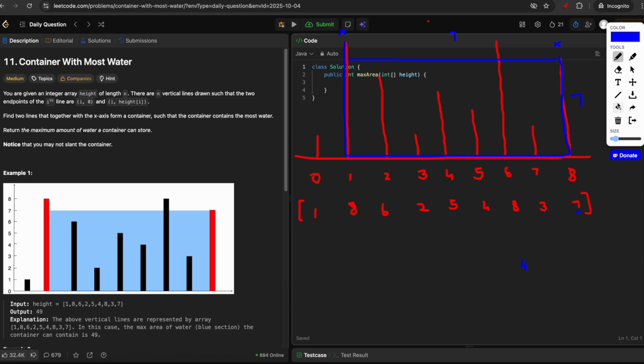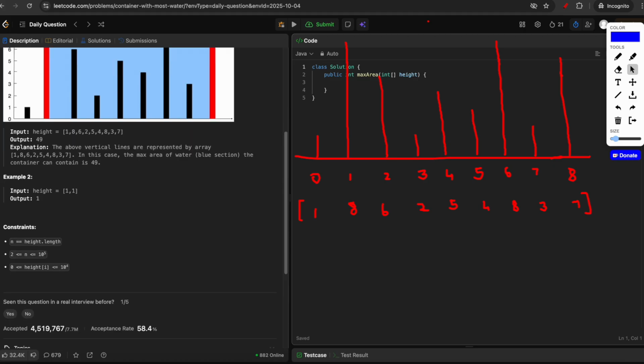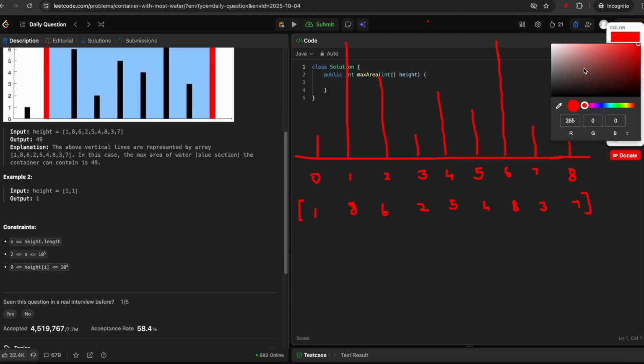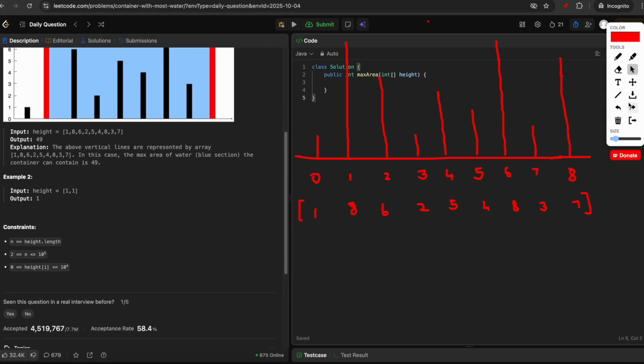Now let's quickly see the second input as well. In this input we have just two lines, index 0 and index 1. At index 0 the height is 1, and at index 1 also the height is 1. So the only way is to pick these two lines, and the amount of water is 1, because the width is 1, the height is 1, so the area is 1. So the output for this is 1.